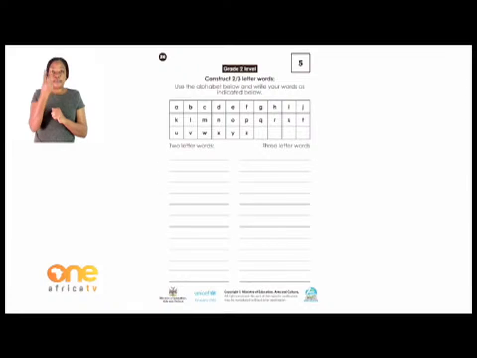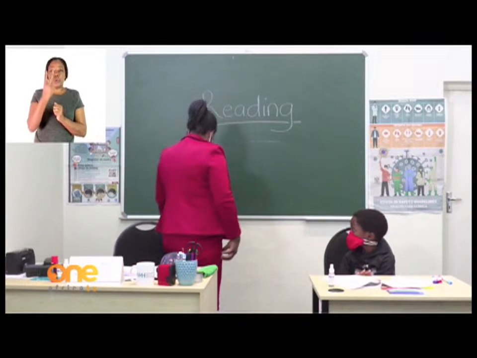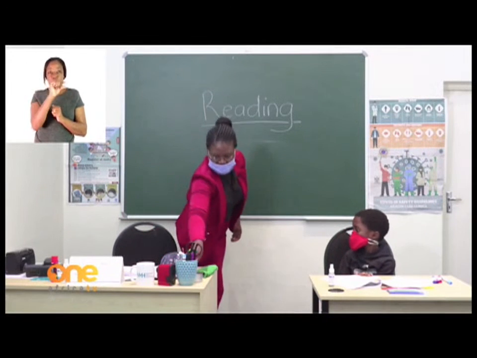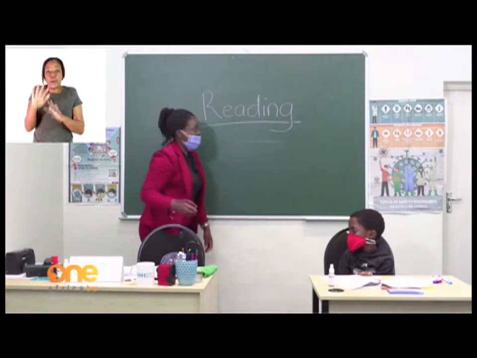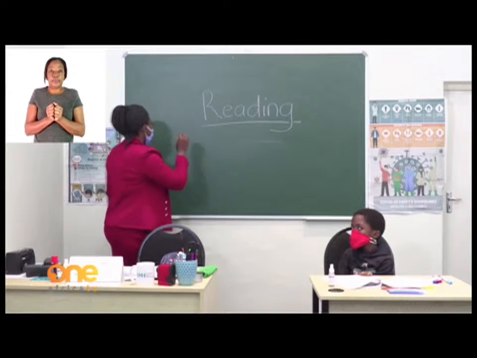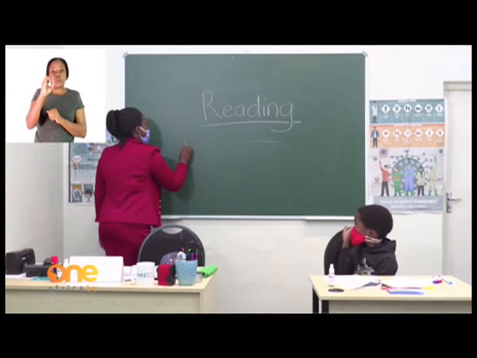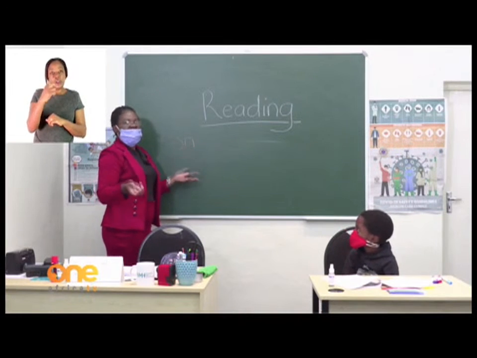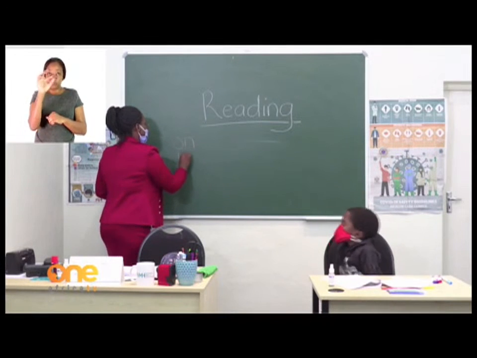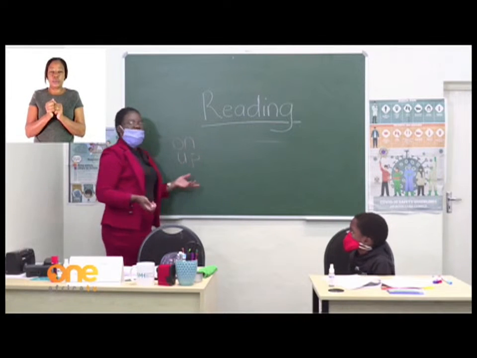We can have an example of words like on. How do we write on? Can you come with me to the chalkboard and see how we can write the 2-letter words? Let's get an example on the chalkboard. Two-letter words, we can write on. It's having only 2 letters, the O and the N. What other words can I come up with? Up. It's also having only 2 letters.